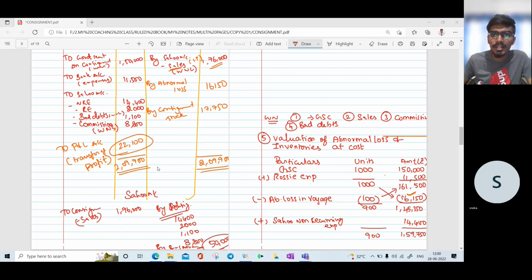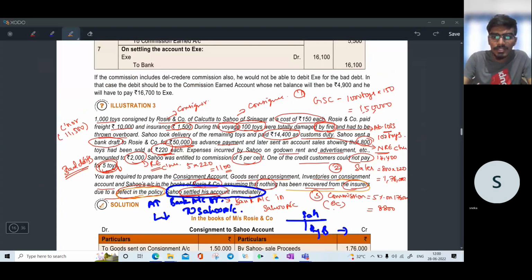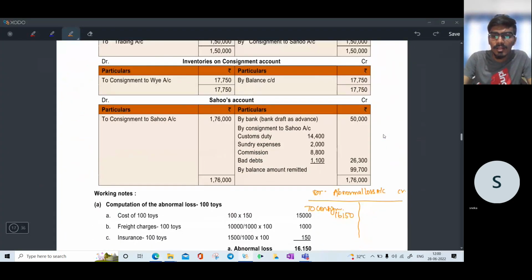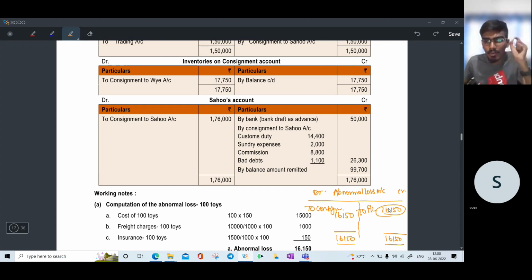So you can write it very simply: abnormal loss account, keep on balancing 16,150. Have you put 16,150? Then the answer: this 16,150 should be transferred to profit and loss account because it is a nominal account. Abnormal loss account is a nominal account. Every nominal account should be transferred to P&L account.